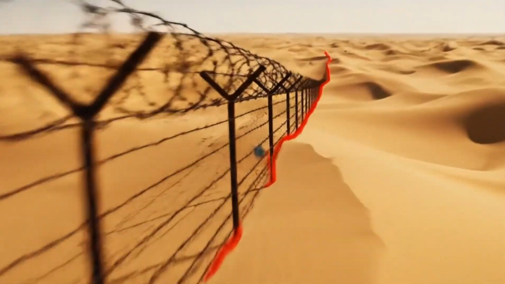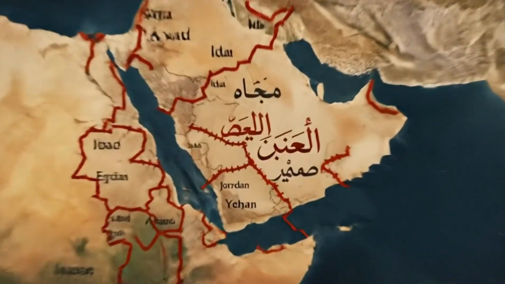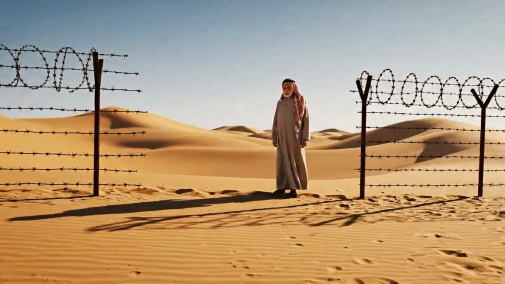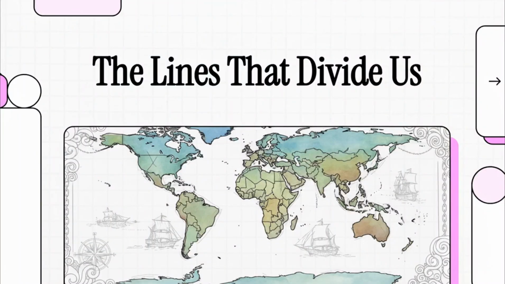You see them every day, right? The lines on a map. But have you ever really thought about them? Well, in this explainer, we're going to dig into why those lines are even there and what they actually mean.